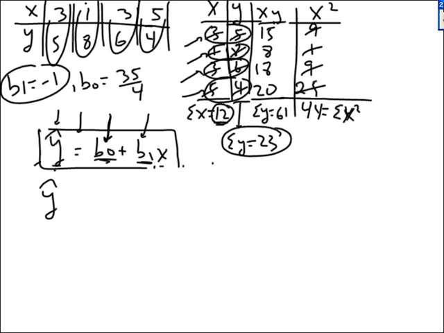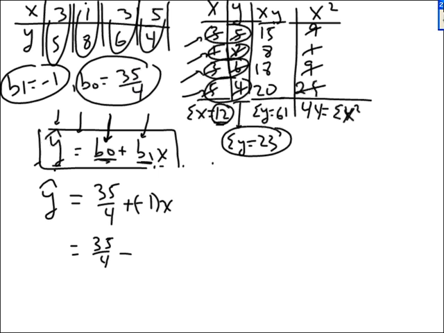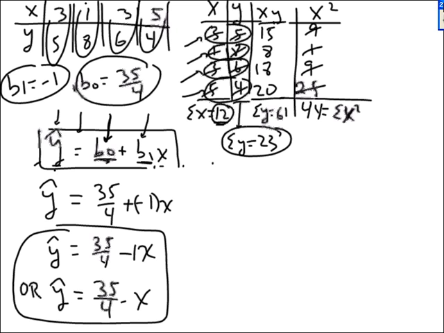So y hat is equal to b0, which is 35 over 4, plus negative 1 times x, which is 35 over 4 minus 1x. And you don't need to even write the 1. If you want to write the 1, write the 1. Either that equation or y hat is 35 over 4 minus x. If you were in my class, I would accept either of them.